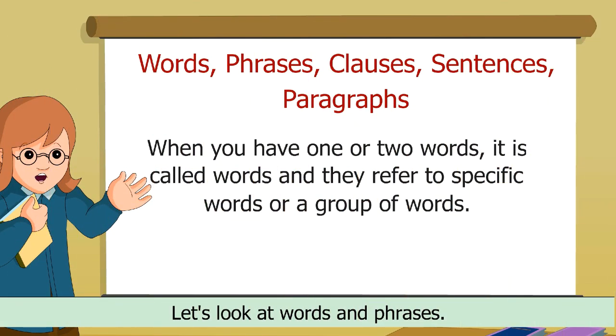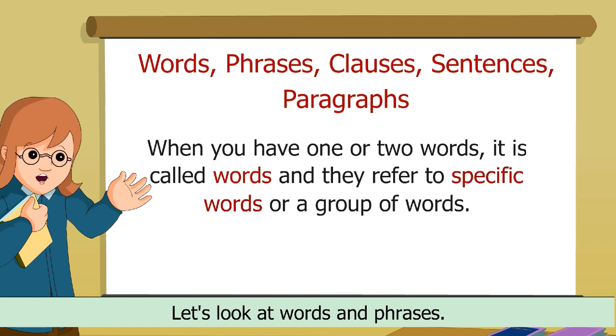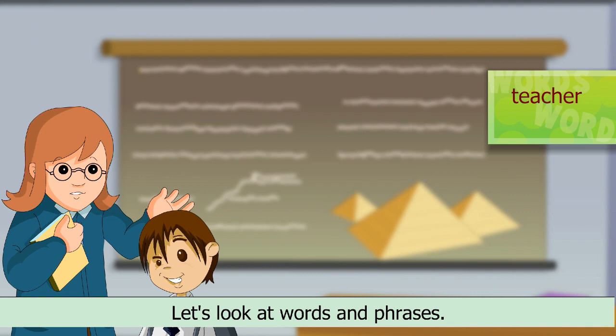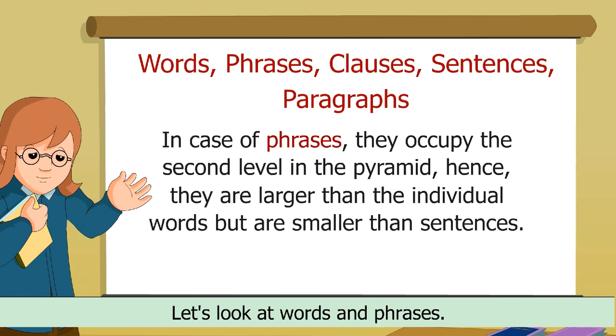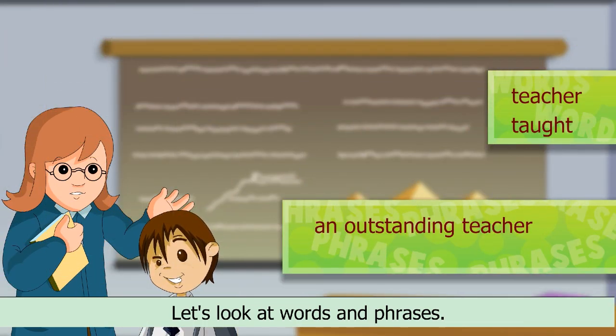When you have one or two words, it's called words, and they refer to specific words or a group of words. For example, teacher and taught. In case of phrases, they occupy the second level in the pyramid, hence they're larger than the individual words, but are smaller than sentences. For example, an outstanding teacher or scolded the naughty student.